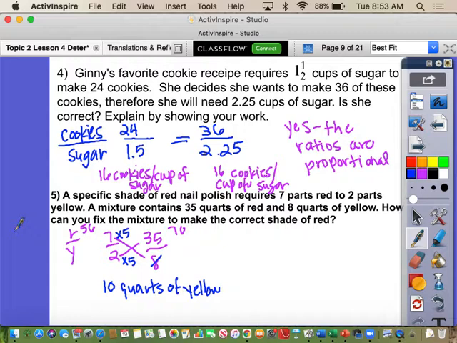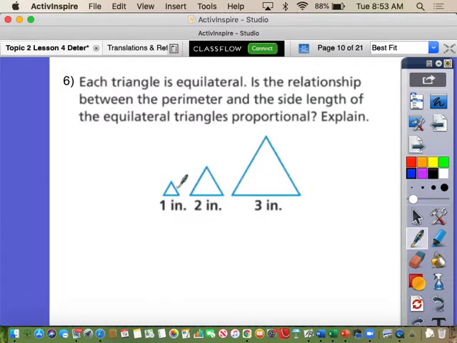All right. Last slide on our notes for today. So we say each triangle is equilateral. What does that mean for triangles to be equilateral? All the sides are equal. So like in this first little triangle, every side is 1 inch. In this triangle, every side is 2 inches. And in the third triangle, every side is 3 inches. It asks, is the relationship between the perimeter and the side length proportional?